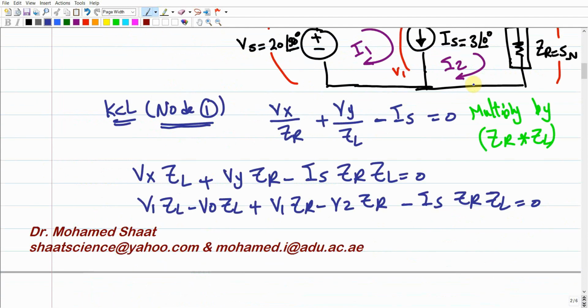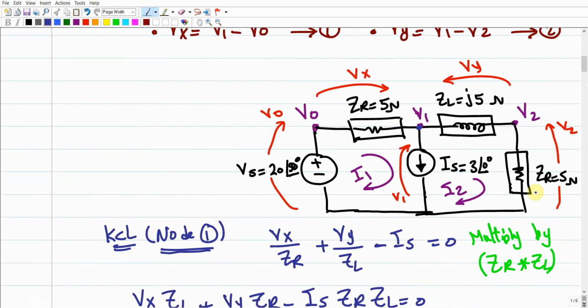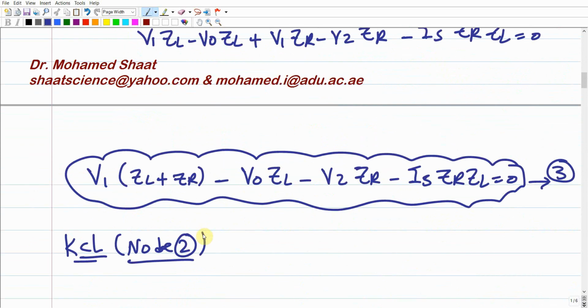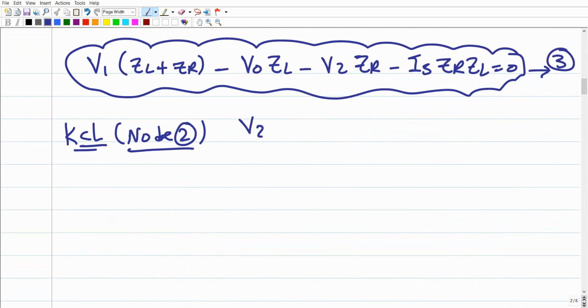For node 2, we do have only two currents. One is leaving, one is entering the node. So V2 over ZR is going to be positive, and Vy over ZL is going to be negative. So this is going to give us the second equation, which is a very simple equation: V2 over ZR negative Vy over ZL equals 0.